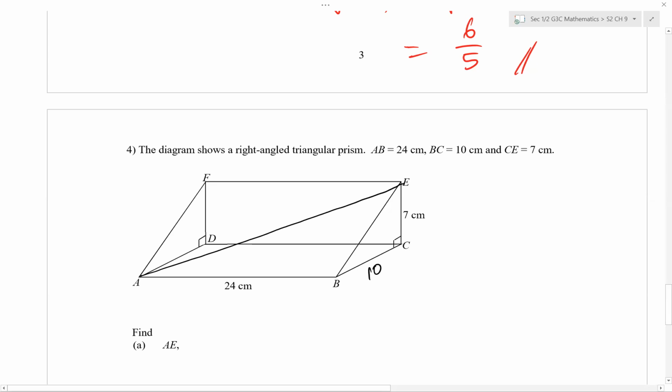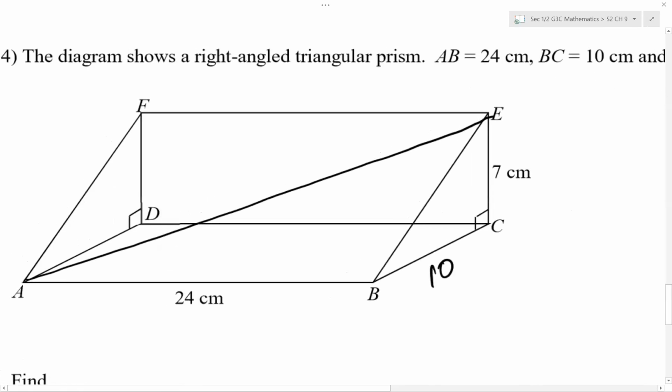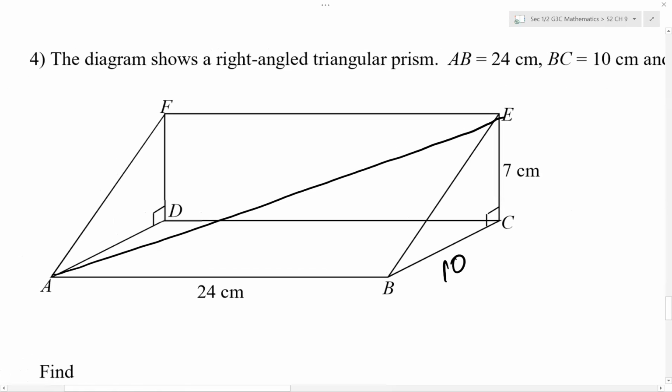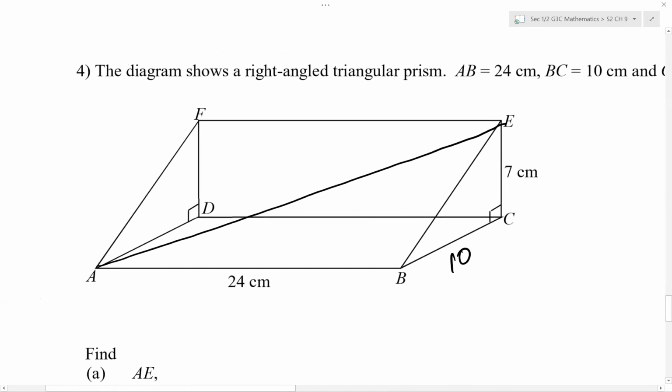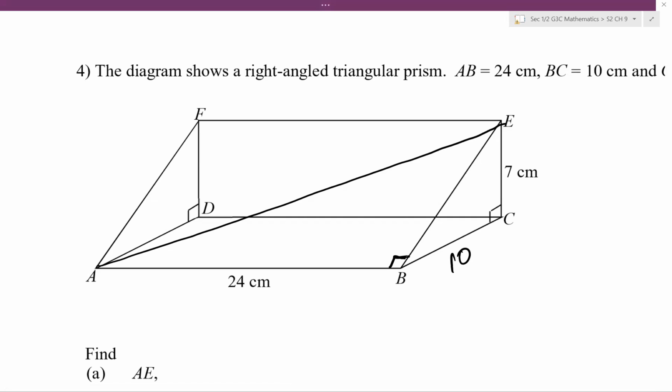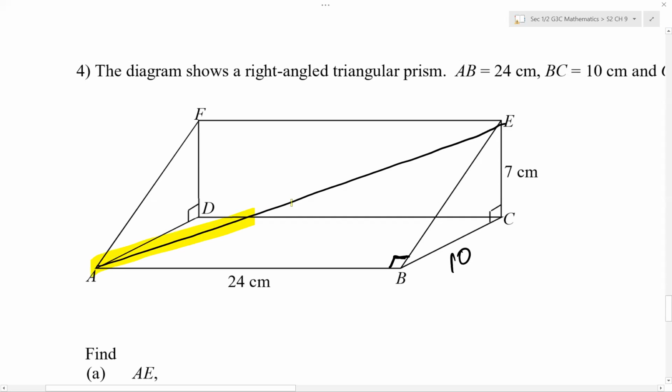So this slanted line AE, does it look like it belongs to any right angle triangle at the moment? Doesn't look like it to me. Where is it? D A E, A B E, A B. Oh yeah, it belongs to this triangle. Yeah, right.